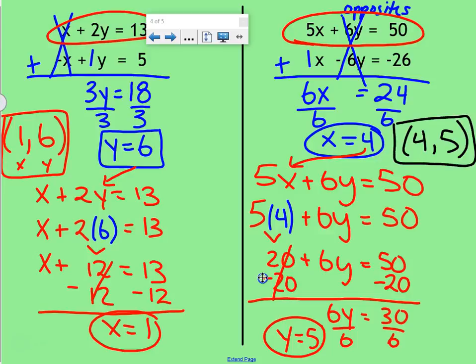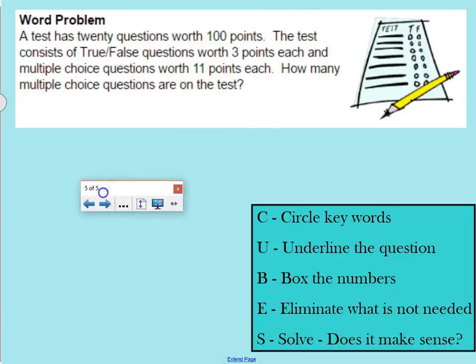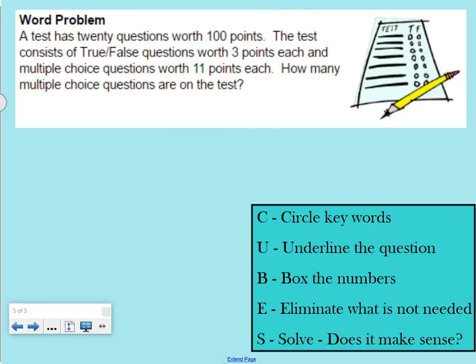All right, one last example for us, a nice word problem. Again, we're going to use our cubes strategy. A test has 20 questions. That's a number, so I'm going to box it. Worth 100 points. Another number, I'm going to box it. The test consists of true-false questions. That seems like a keyword, circle that.